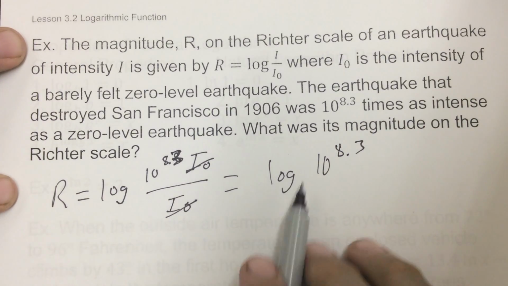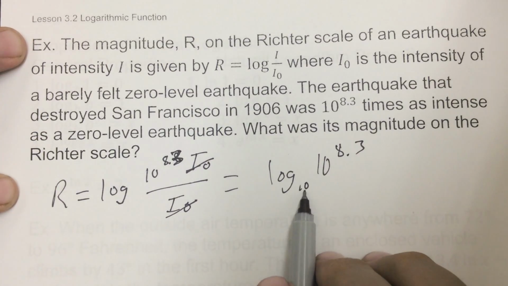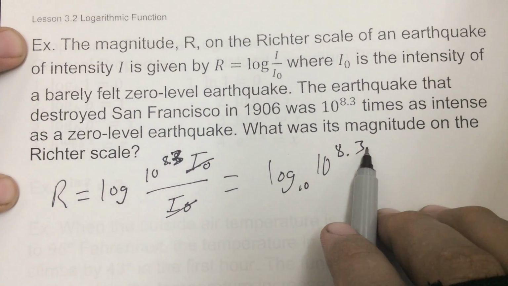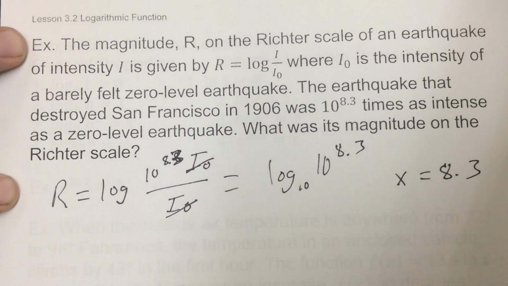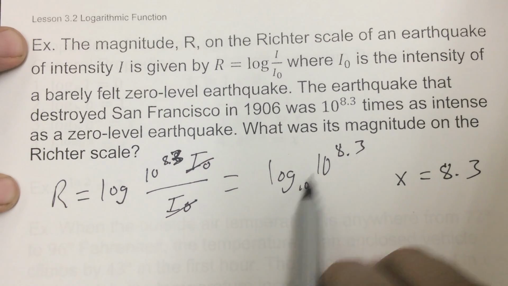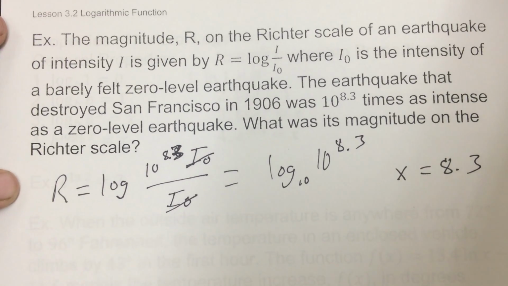Well, again, log, there's nothing here, this is always base 10. So what this is saying is 10 to what power gives me 10 to the 8.3? Well, 8.3. So whenever it's the same base as what you have here, you just have to write the exponent, and that's all you have to do.